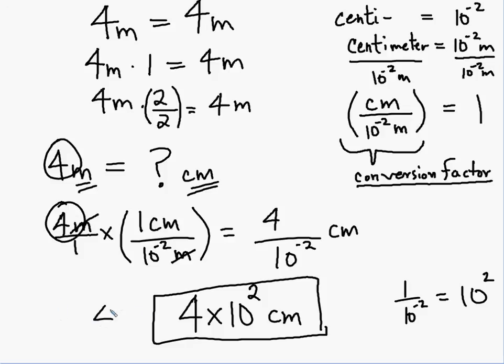So there we have it. 4 meters equals 4 times 10 to the second centimeters. Okay, in the next video, I'll take a look at an example with different multiple units that have to be converted, and I will see you then.